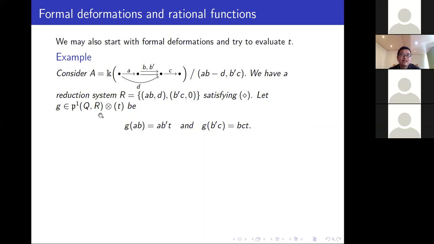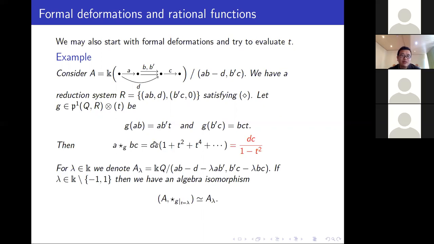And now we can pick any element in this space. Like you can pick this one, for example. Because we have no overlap, this G satisfies the Maurer-Cartan equation, namely the Maurer-Cartan equation is trivial in this case. And then we can compute the star product in this case, like A star BC, and we get a formal power series. And actually, if t is small enough, we get a rational function: 1 over 1 minus t squared.